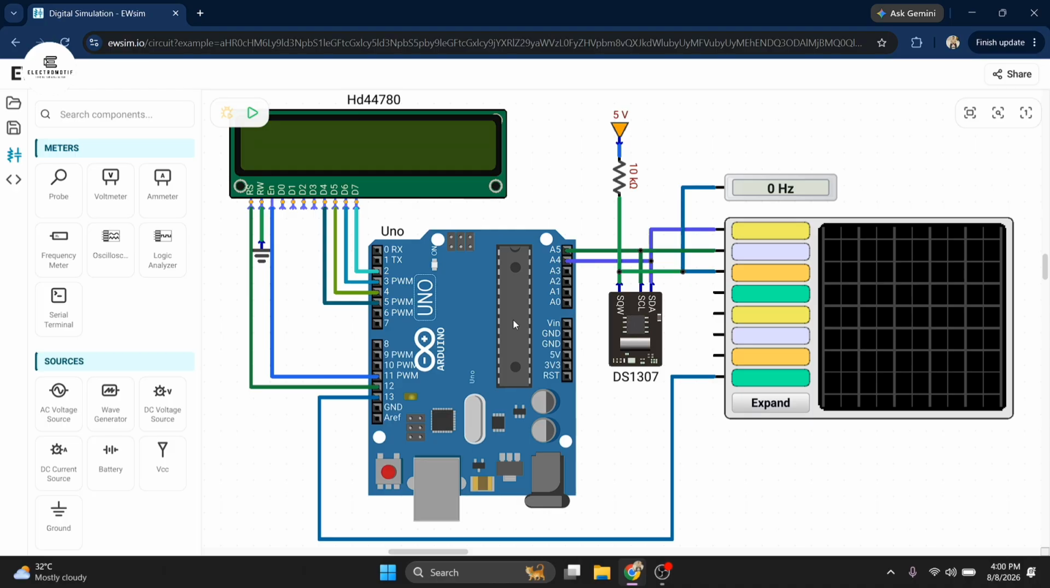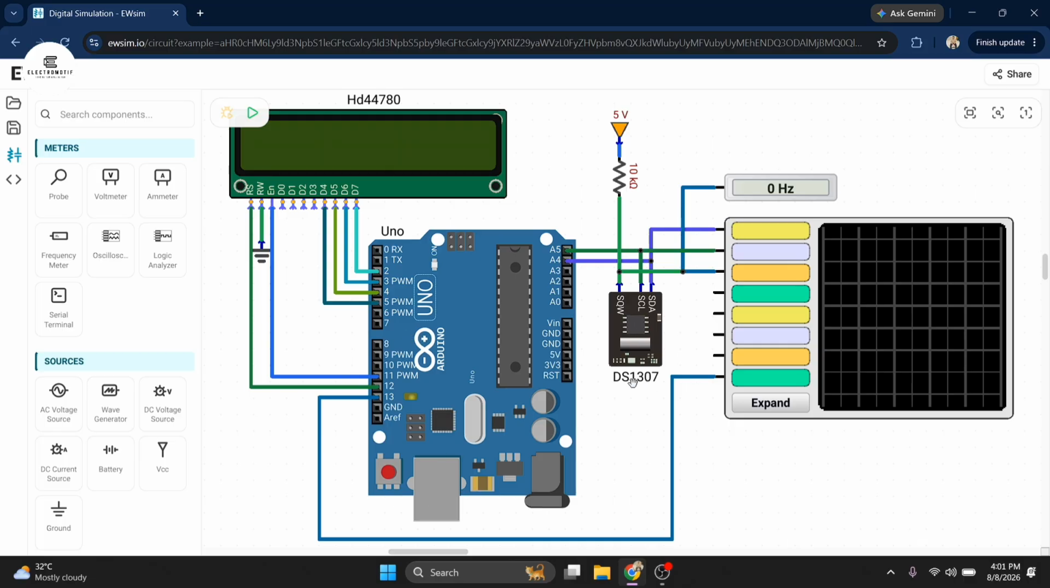So let's start with the Arduino Uno. The Arduino Uno is the main controller of the project. It performs two important jobs. First, it communicates with the DS1307 IC, and second, it sends the received information to the LCD. So you can think of the Arduino as the brain of this digital clock.